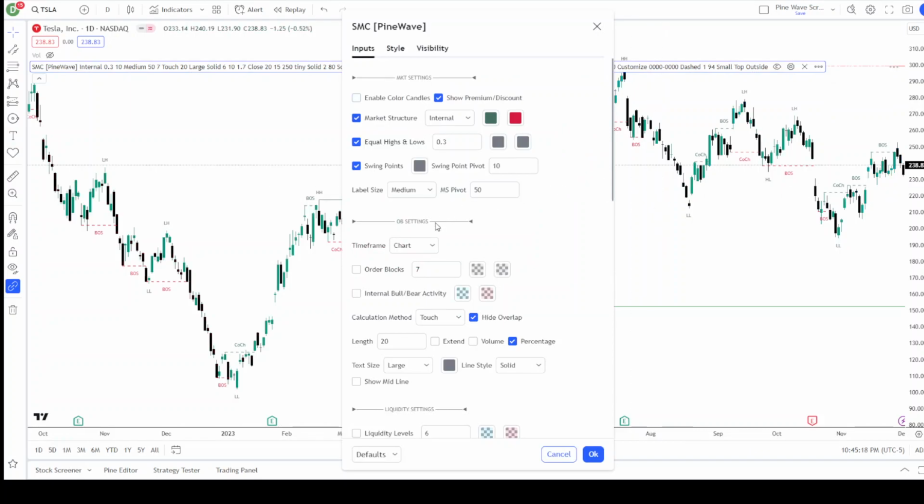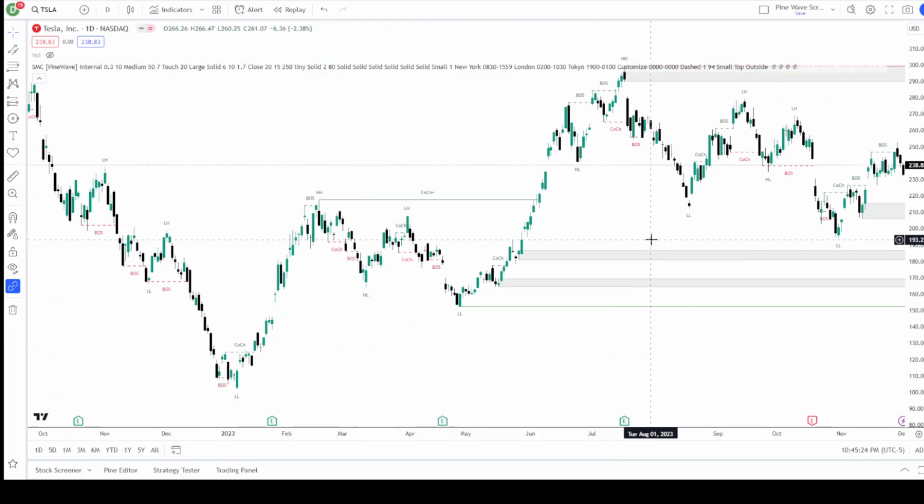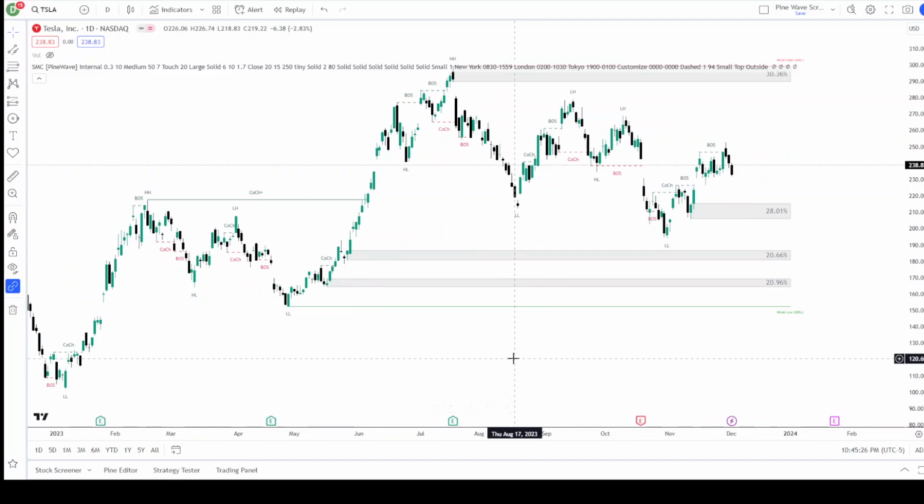Next thing, we're going to look at order blocks. Okay, order blocks are very important. Throw it up there. Here we go. This one looks like it's counting internal order blocks. So this is actually a swing order block here. These are internal order blocks here. And then I see another internal order block here.